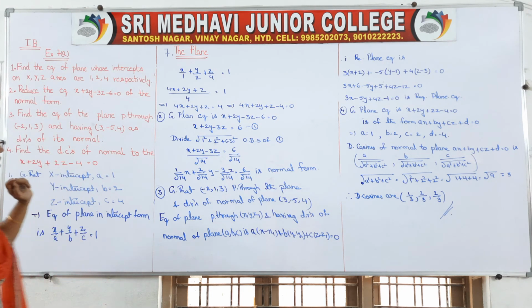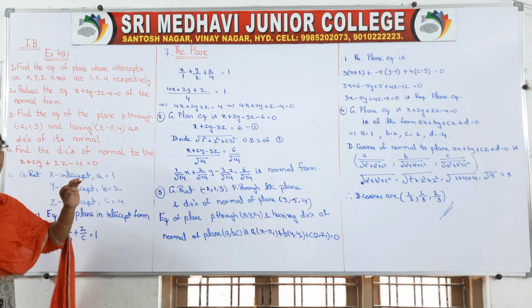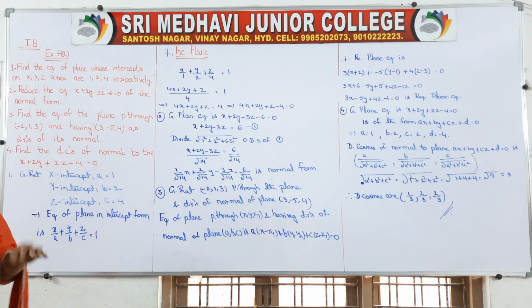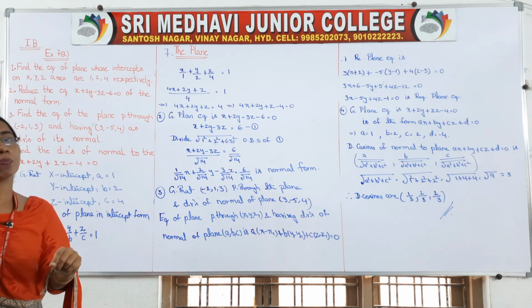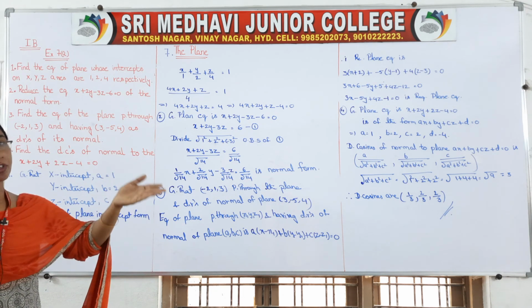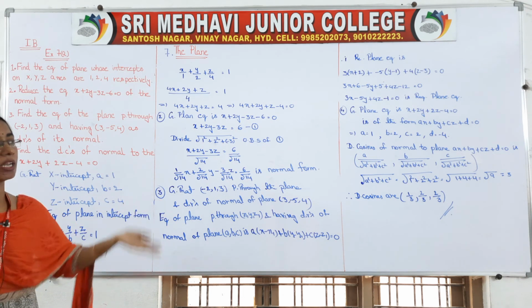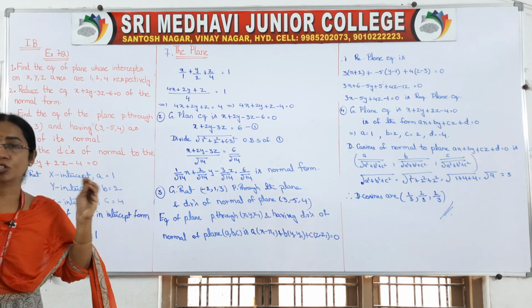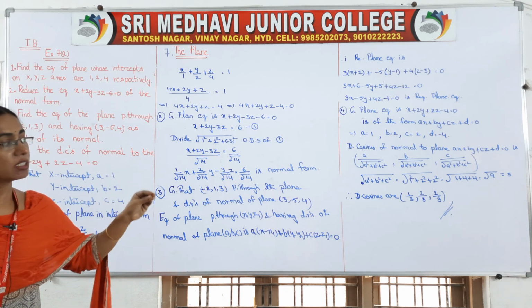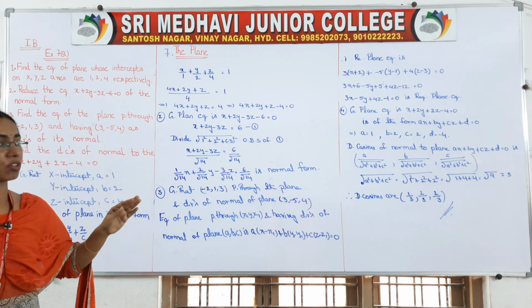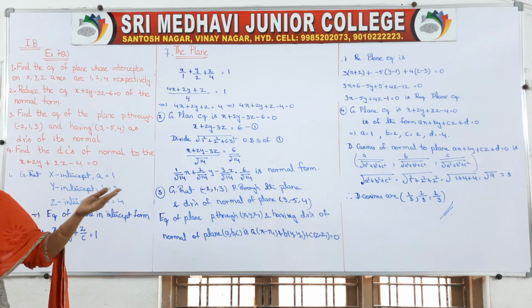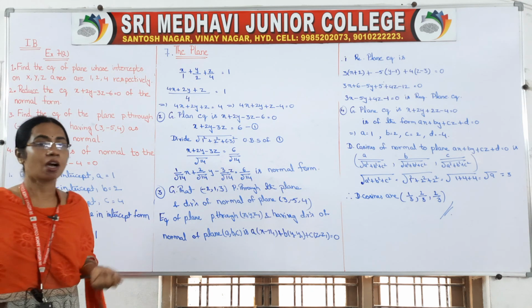And the fourth question: find the direction cosines of the normal to the plane. A, B, C are the direction ratios of the normal to the plane. So, just by comparing we get the direction ratios of the normal, but the question is on direction cosines. So, how do we get them? Again it is a formula. For that we need root of a square plus b square plus c square. Find it and substitute, and you will get your answer.